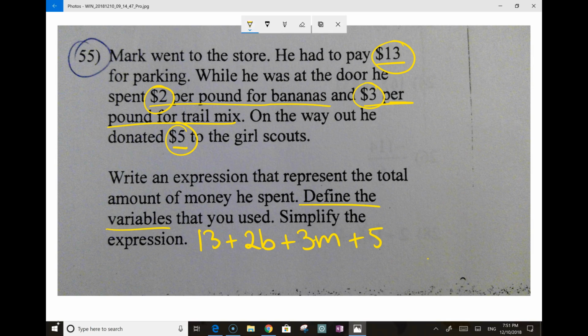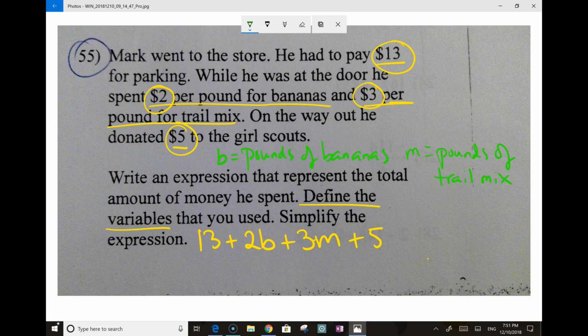And in order to answer this part where we define the variables, all we have to simply do is say what our B represents. So I can easily do that over here and say, I want B to represent pounds of bananas. And I want the other variable, the M, I want that to represent pounds of trail mix. Okay? And now we have to simplify the expression.